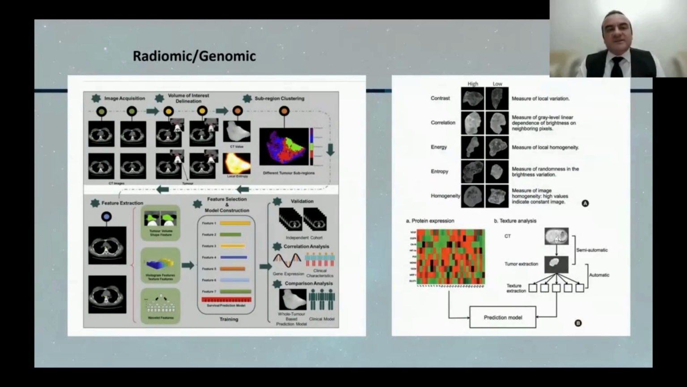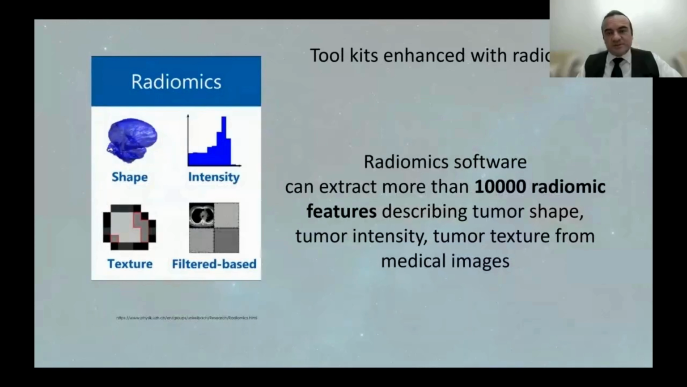So how does it work with radiomics? You have an image, either 2D or 3D, and a volume of interest for delineation. From this volume of interest you can classify, make a clustering, and then play around with contrast, correlation, energy, entropy, and homogeneity. From this, you can extract the features. And finally, you can make an algorithm using machine learning methodologies.